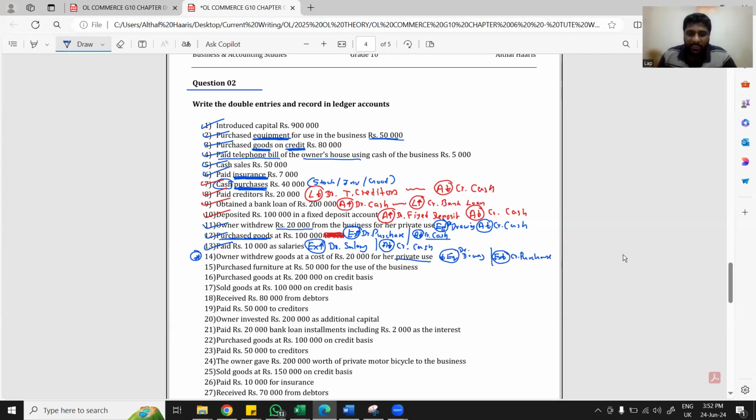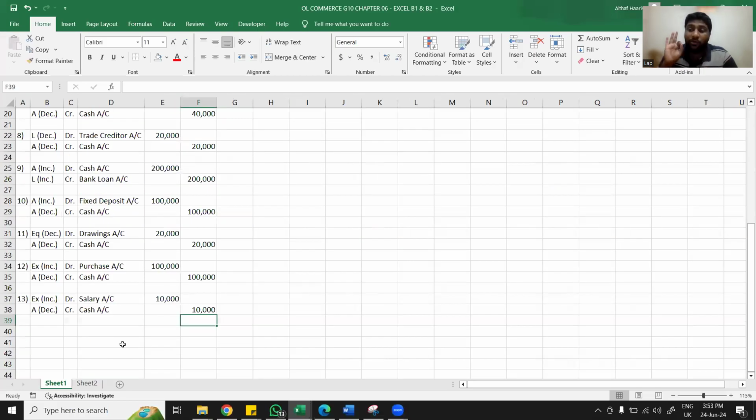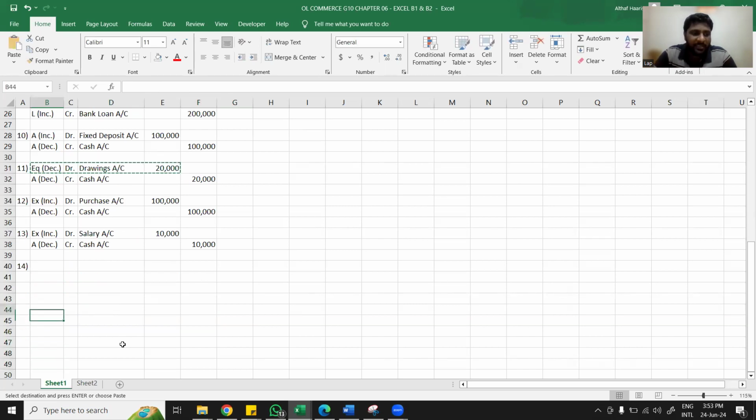That is a good adjustment. Put a star for that. We have done that good adjustment. You can't forget it. Number 14. How much worth goods Baga is taking? 20,000 worth goods, no?